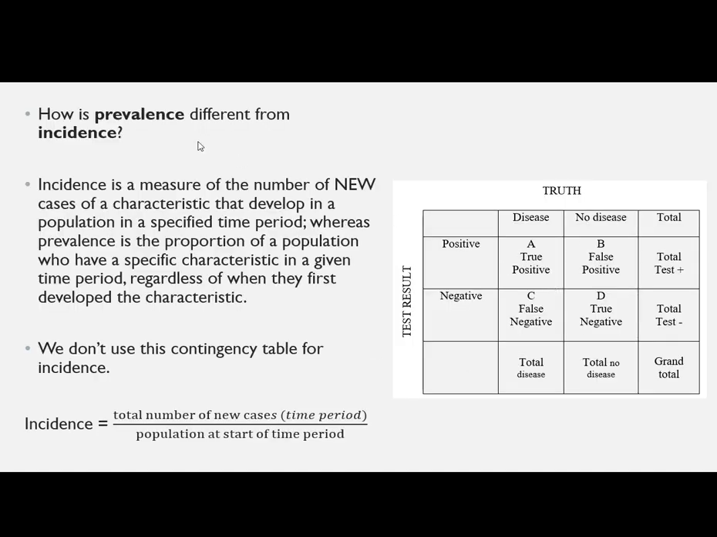So how is prevalence different from incidence? Incidence is a measure of the number of new cases of a characteristic that develop in a population in a specified time period, whereas prevalence is the proportion of a population who have a specific characteristic in a given time period, regardless of when they first developed the characteristic. We don't use this contingency table to determine incidence. So therefore, incidence is the total number of new cases in a given time period over the population at the start of that time period.